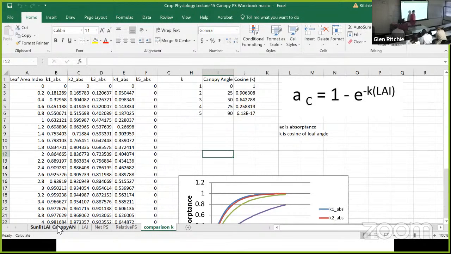Interesting. Okay, so just to make sure that I'm summarizing correctly, for some of your hybrids, you have a very upright leaf angle and the yields are really high.